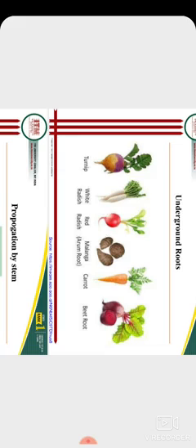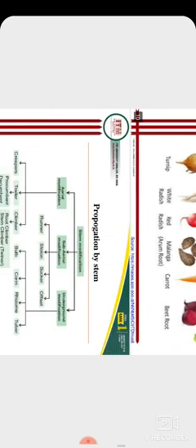What are the examples of roots? That is turnip, radish, arum root, carrot, beetroot. These are examples of underground roots which we eat.